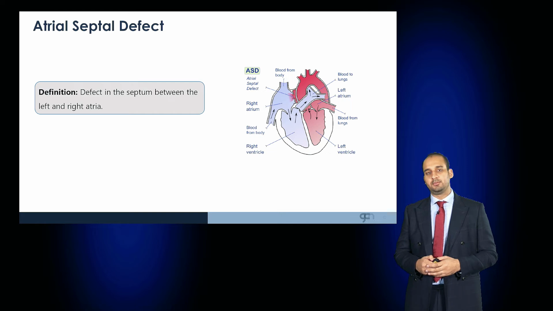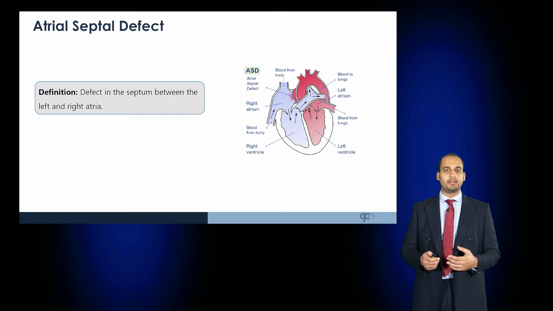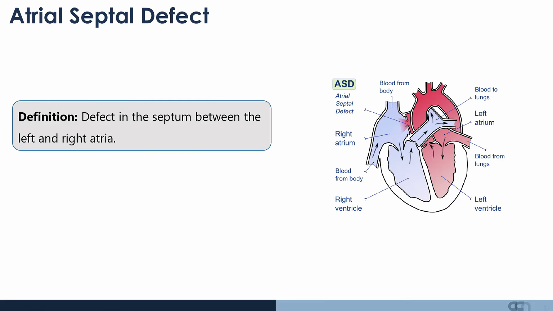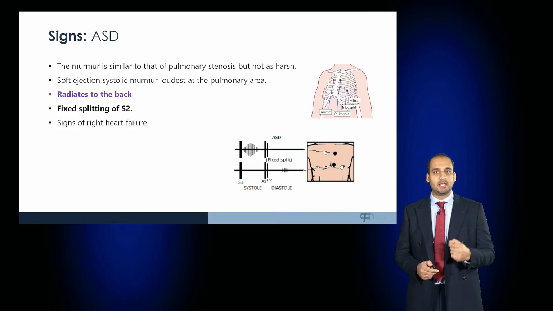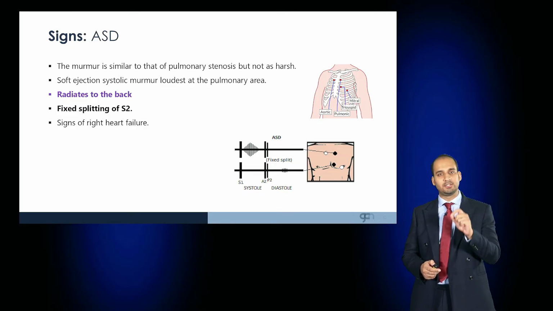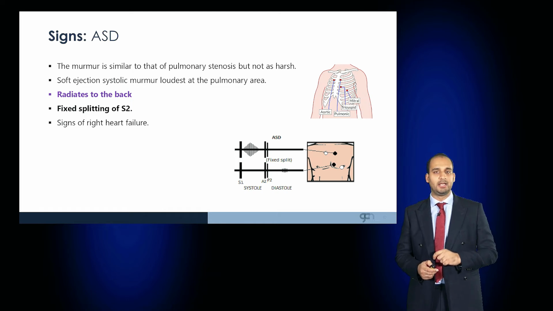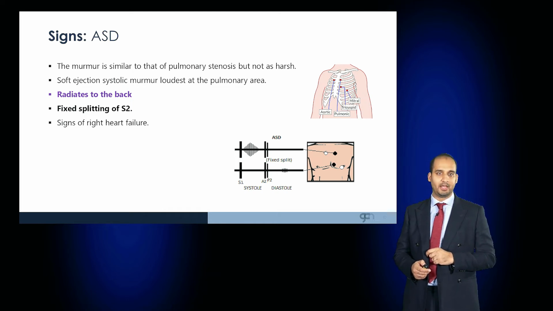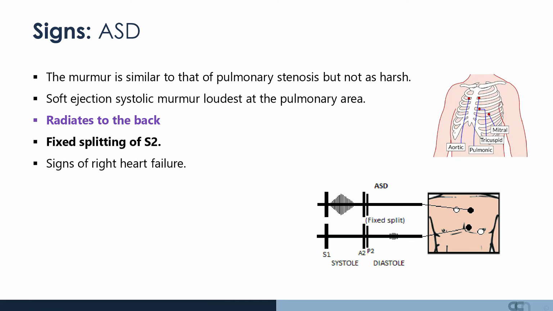Let's move on to atrial septal defects. An atrial septal defect is a defect in the septum between the left and the right atria. The signs may be similar to pulmonary stenosis but not as harsh. So that's a soft ejection systolic murmur, loudest at the pulmonary area, but this radiates to the back and characteristically results in a fixed splitting of S2. And the patient may develop signs of right heart failure.